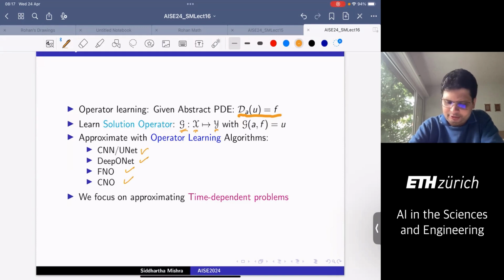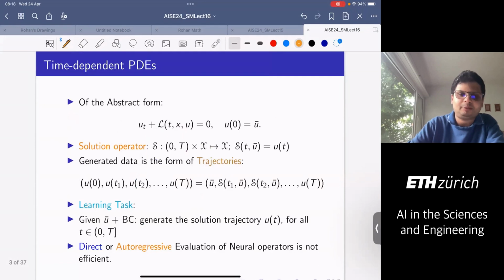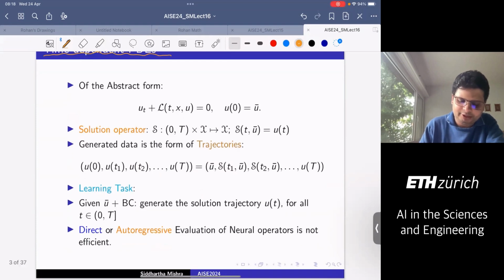But the point that we were looking at in the last lecture was time-dependent problems. And this would be the starting point of today's lecture. So what is special about time-dependent problems? First of all, this relies on time-dependent PDEs. And the abstract form is given by this.